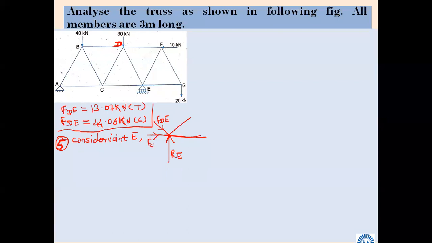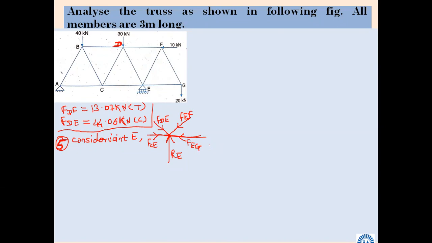Okay, FCE. What about this? We have to assume now EG and EF. Is it correct? Yes, sir. How will we assume? Both compressive. Okay, both compressive. You want to go for both compressive? No issue. EF, EG.